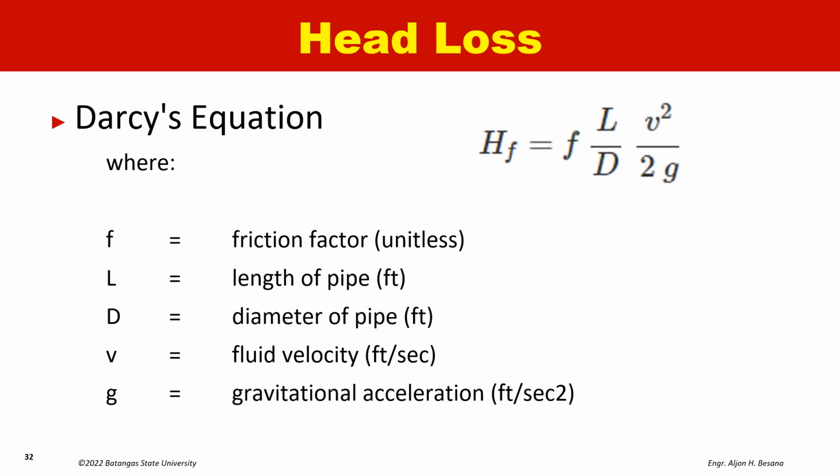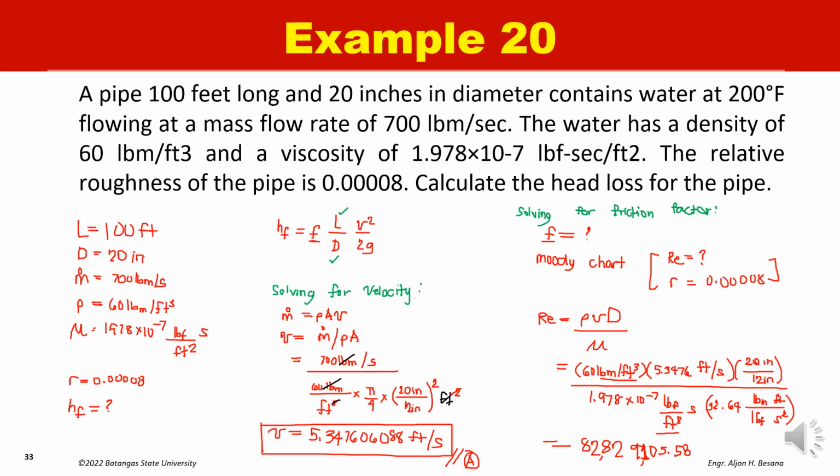In the equation, f is our friction factor, length is in feet, diameter also in feet, fluid velocity in feet per second, and gravitational acceleration in feet per second squared. In SI units, length is in meters, diameter of the pipe is also in meters, velocity is in meters per second, and gravitational acceleration is in meters per second squared. The friction factor is unitless.